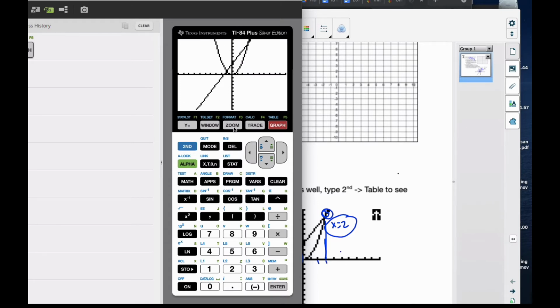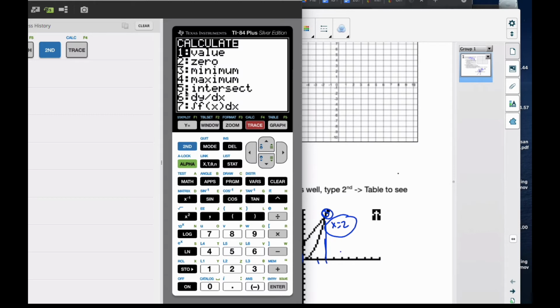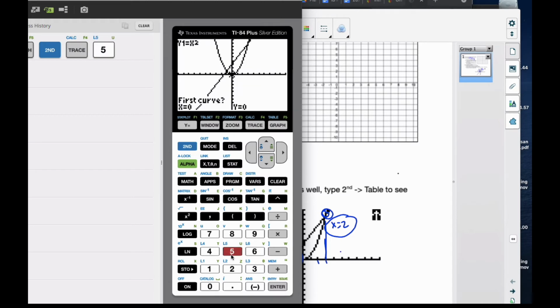From the graph, all these blue labels up top here mean I have to hit the second button first. So second, and now this is not actually trace, but it's the calculate menu. I'm going to go trace. And you'll see that number 5 is intersect, because we want to find out where these two graphs intersect. So I'm going to hit number 5. And the calculator is asking me a question. If you look carefully, it's asking first curve. And up top here is y1. Is that my first curve?